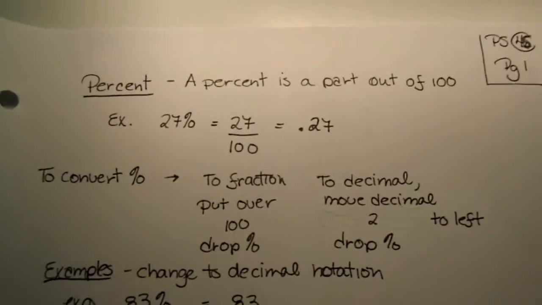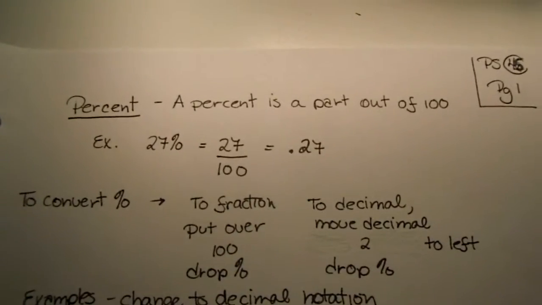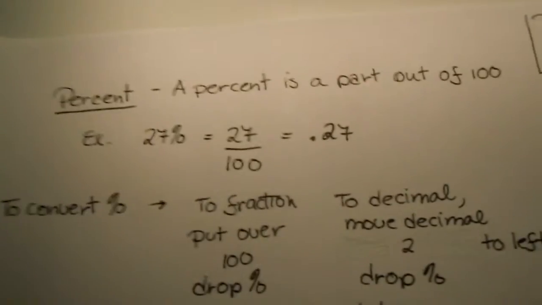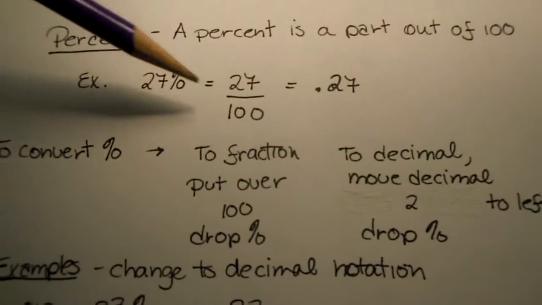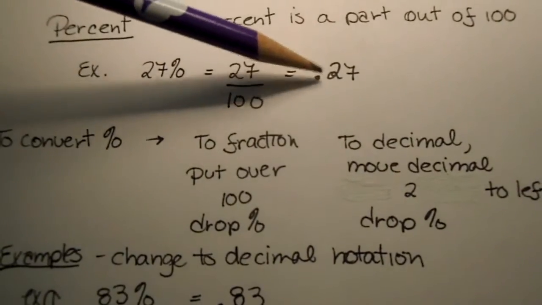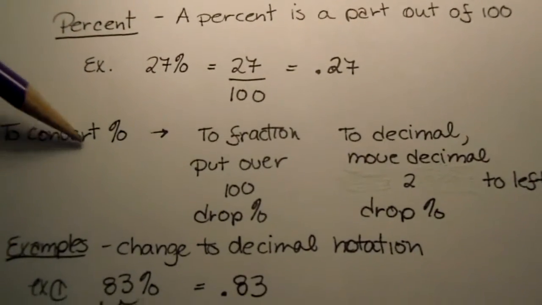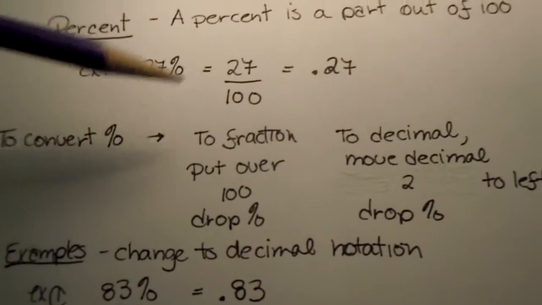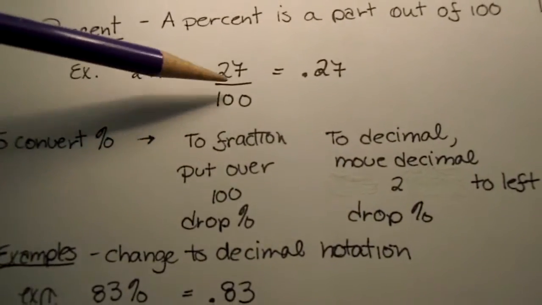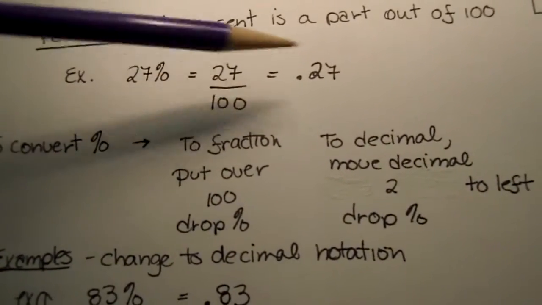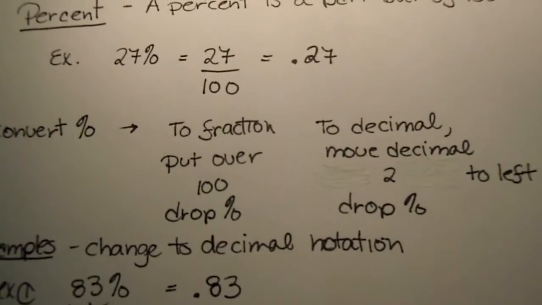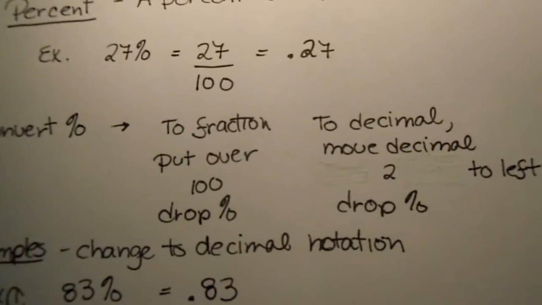Now we're going to take a look at problem set 45, which is all about percents. A percent is a part out of 100. So for example, if I have 27%, that is the same as 27 over 100, which is equal to 0.27. So if we want to convert percentages, we put them into a fraction and say the number out of 100, and then if we want to convert that to decimals, we drop that 100 and we just move the decimal over 2 spots to the left. So that is how we can convert percent to decimal.